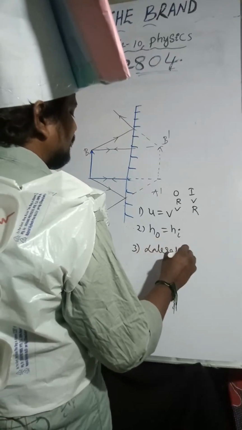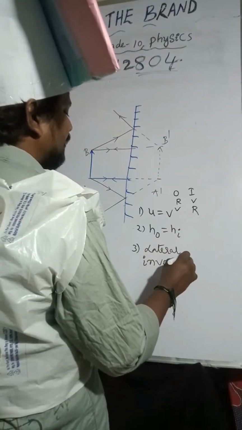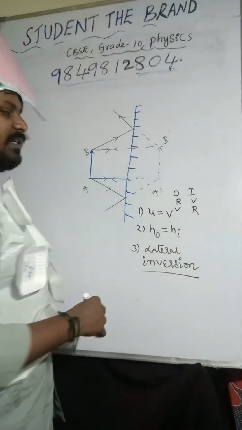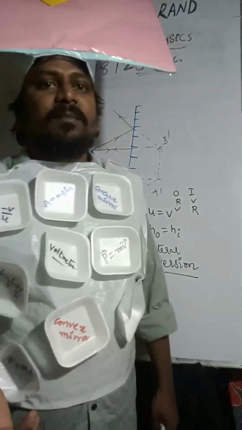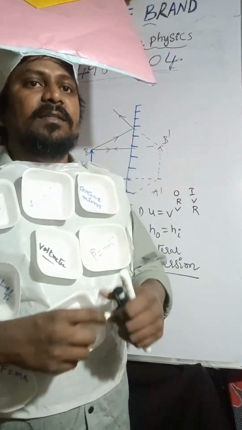Lateral inversion is nothing but the phenomenon in which the right side of the object appears to be the left side of the image, and the left side of the object appears to be the right side of the image. Okay, so this is the lateral inversion phenomenon.